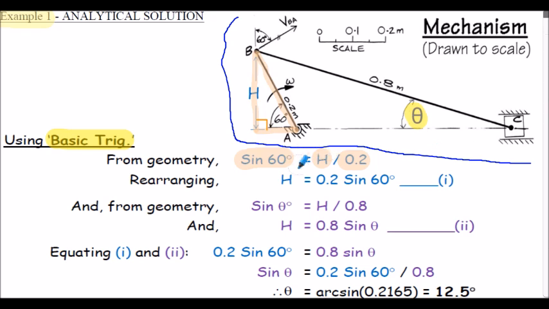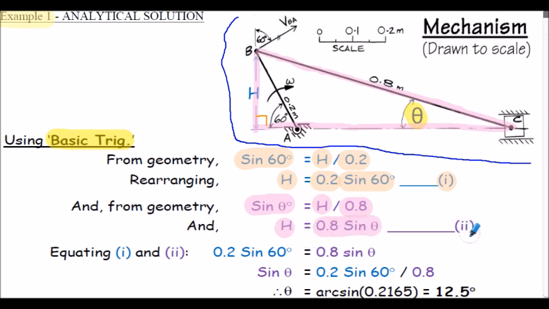Rearranging the equation for h, we simply multiply both sides by 0.2, so height h is 0.2 multiplied by the sine of 60 degrees, called equation 1 here. A second equation from the geometry is sine of angle theta is equal to height h divided by 0.8, that's the length of the connecting rod here. This now refers to this right angle triangle shown here. Here again is the right angle. So again rearranging for h, h is equal to 0.8 multiplied by the sine of angle theta.